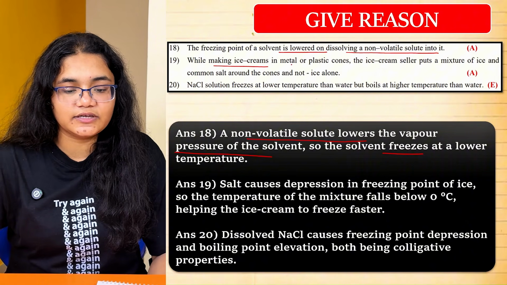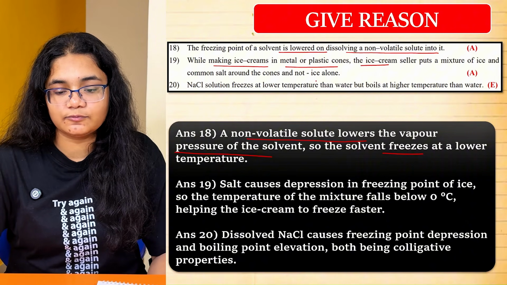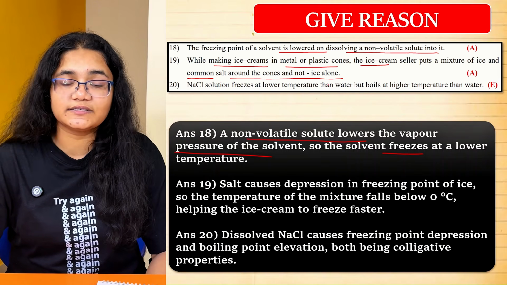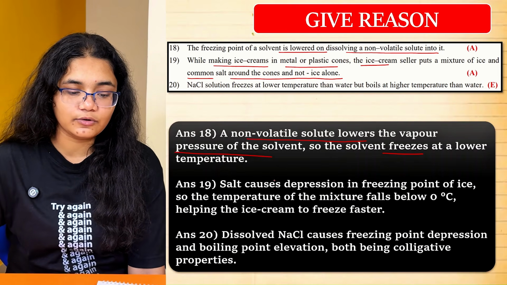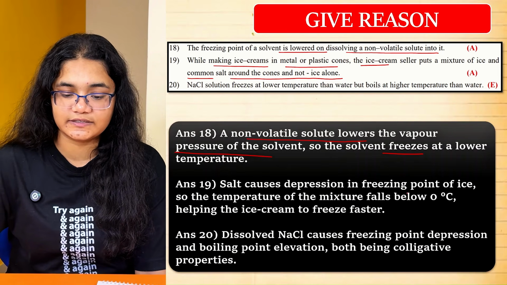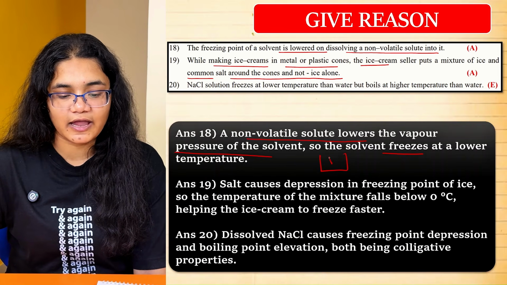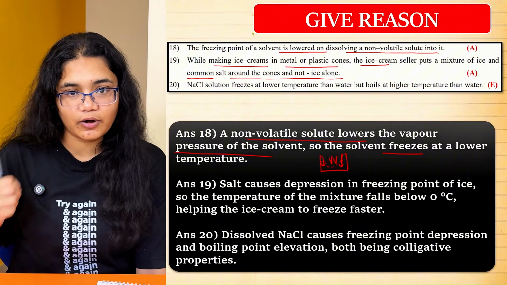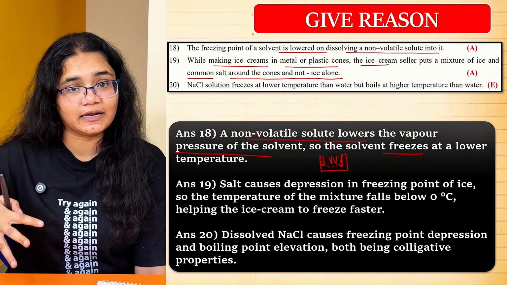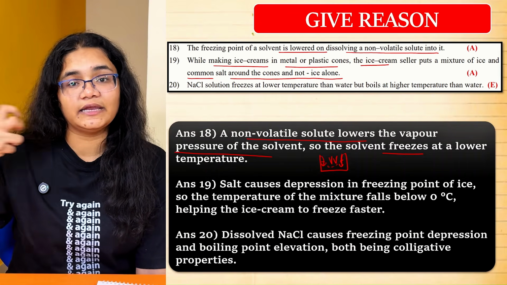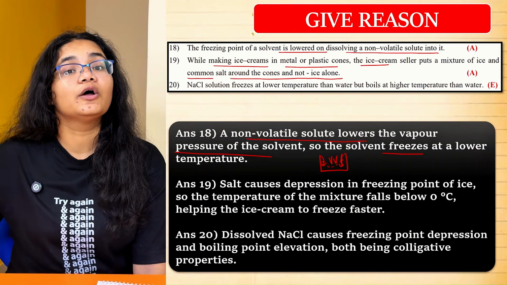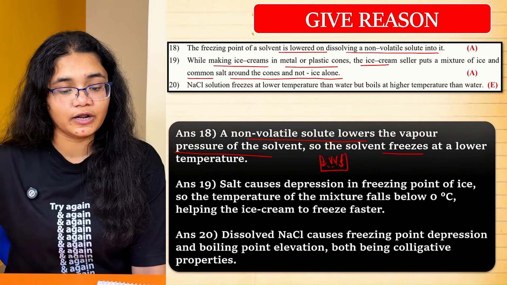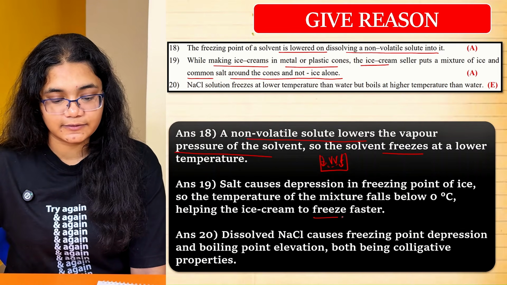Next, while making ice creams in metal or plastic cones, the ice cream sellers put a mixture of ice and common salt around the cones and not ice alone. It is again the same thing that we have discussed: salt causes depression in the freezing point of ice, right? So if you add some salt to the ice, the freezing point will decrease, which means the ice will start melting. When ice melts, it absorbs heat from the surroundings and makes the surroundings cooler. That is how the cones will be colder for a longer period of time, and the ice cream can freeze faster.